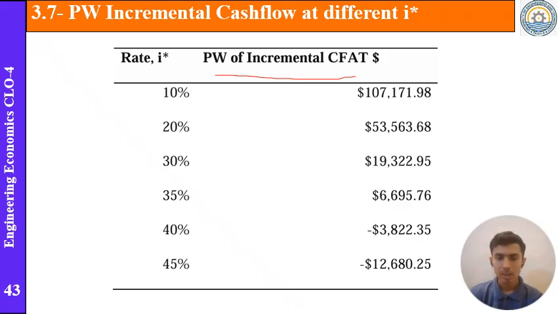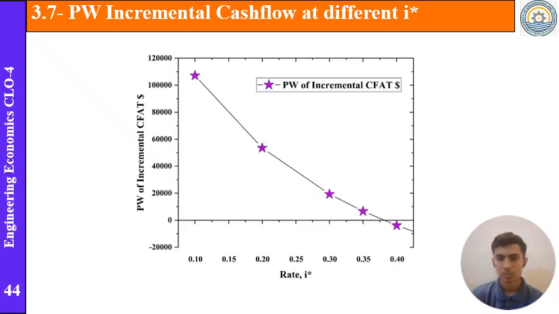Here I have just plugged in the different values of interest in the incremental cash flow series and then found the present worth at that particular interest rate. From this table, at an interest rate of 35%, the present worth of the project is 6,695 rupees. When we plugged in 40% interest, the present worth becomes negative. So we conclude that the internal rate of return, or the ROR, is between 35% and 40%.